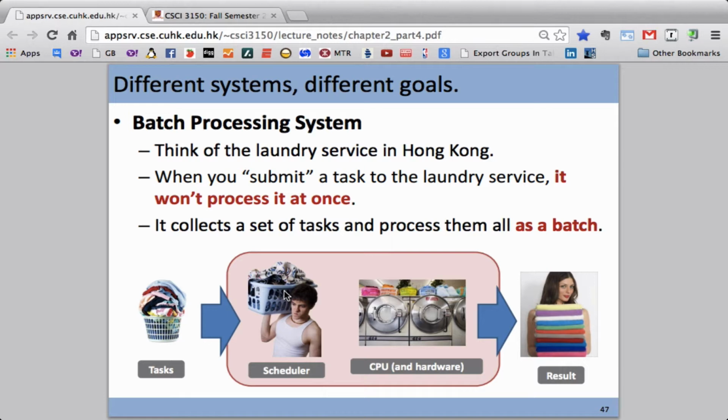Now we will have a first kind of scheduler. That scheduler is fantastic. How fantastic is it? I guess it is one of the models in your assignment. So what is that? We call this a batch processing system.